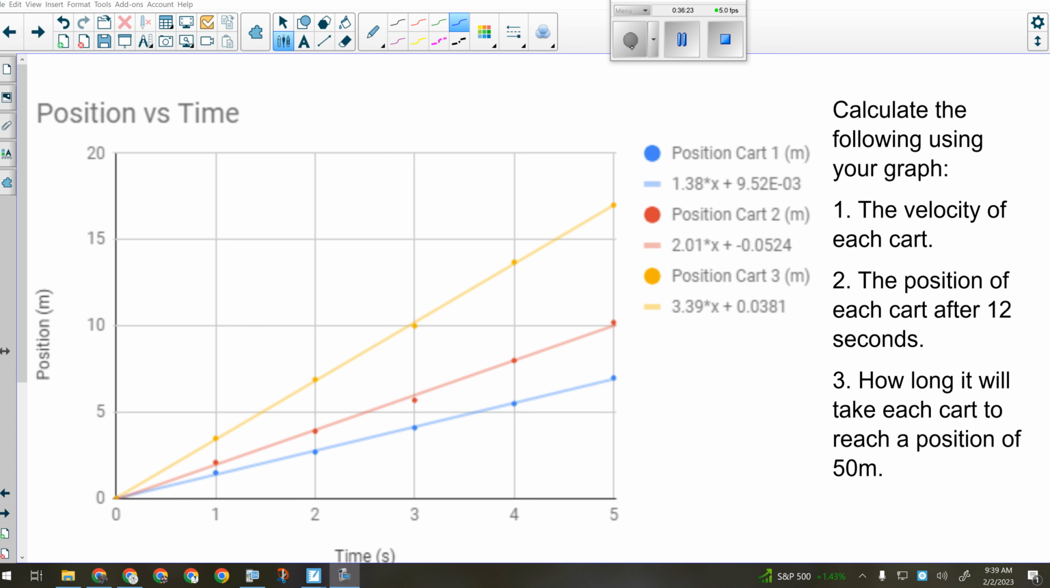So for question number 1, they're asking what's the velocity of each cart. That's pretty straightforward because we don't really have to do much for that. Next, calculate the position of each cart after 12 seconds. Their equations are right in here. And how long will it take each cart to reach a position of 50 meters?